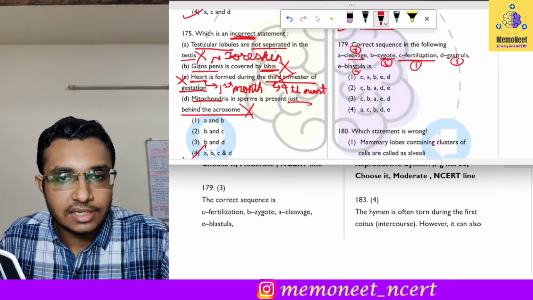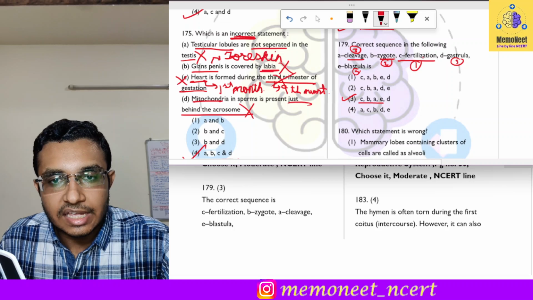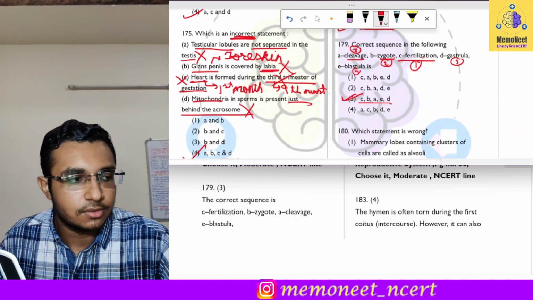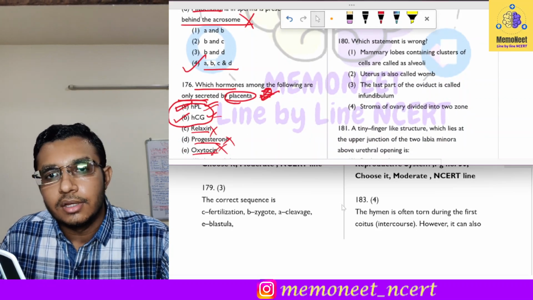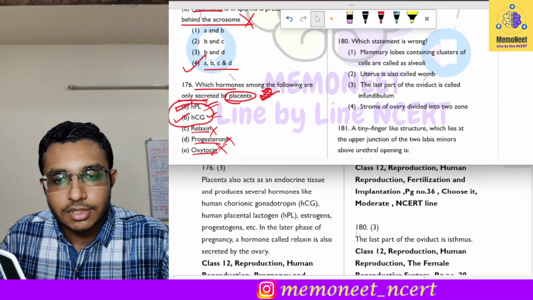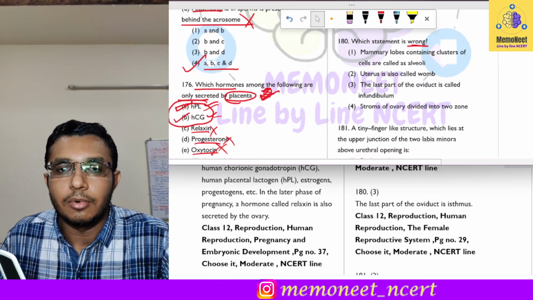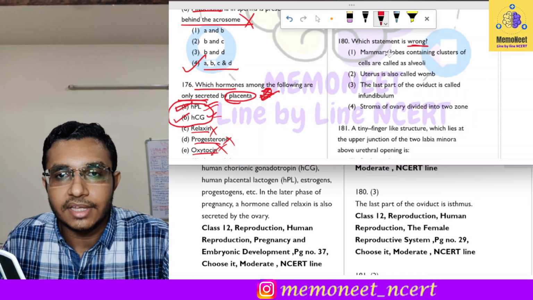So the correct sequence is CBAED, okay, which is shown in option 3. So the correct answer of this question will be option 3. Moving on to the next question, that is question number 180. It states that which statement is incorrect. So among the following four statements we have to find the incorrect statement.